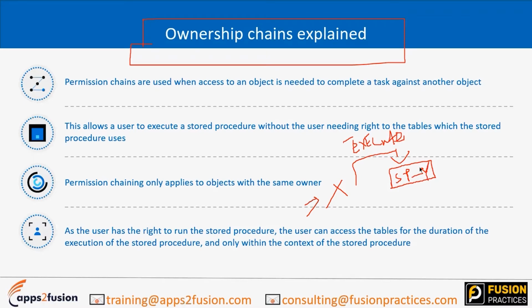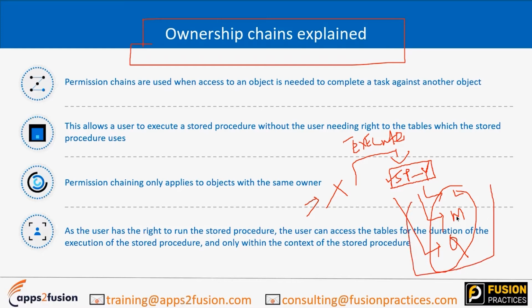The definition of this stored procedure interacts with 3 tables, let's say L, N, and Q. This stored procedure interacts with these 3 tables to compute something or to generate the output. X only has the execute permission on the stored procedure, but X does not have any permission on these tables. What will happen? Will X be able to run the stored procedure, or will it fail?